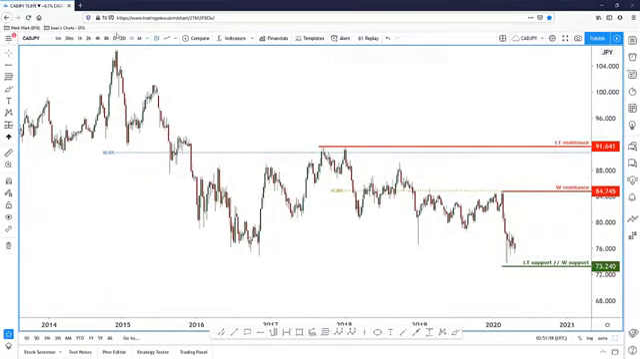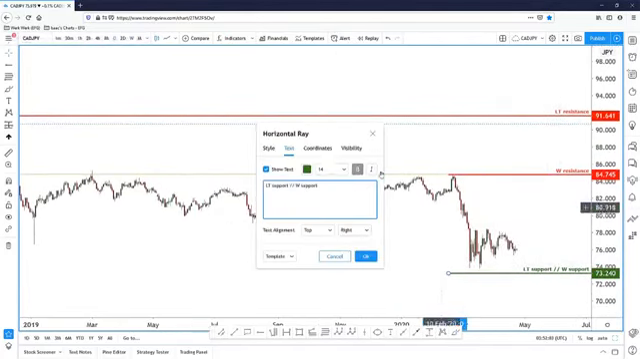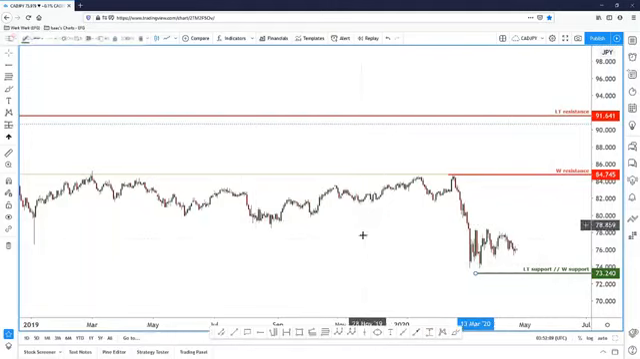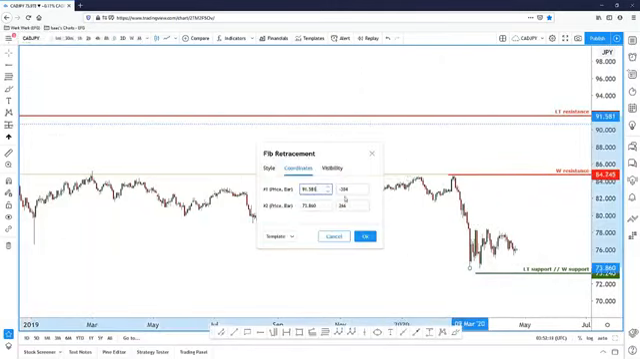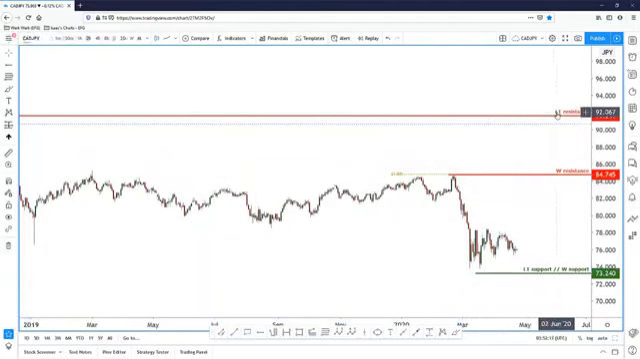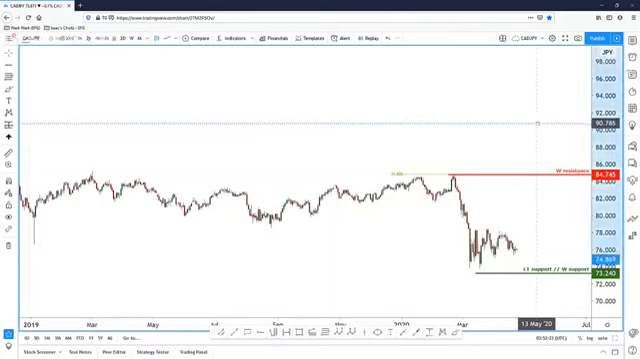Let's go down to the daily. Once again, just let me tidy this up. Because the long-term resistance is quite far away, it'll take a few months for price to get there. We can remove that.